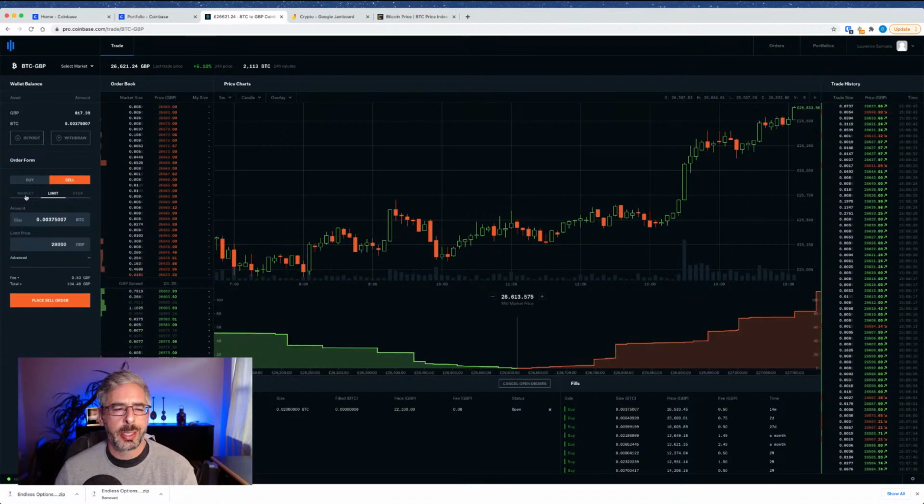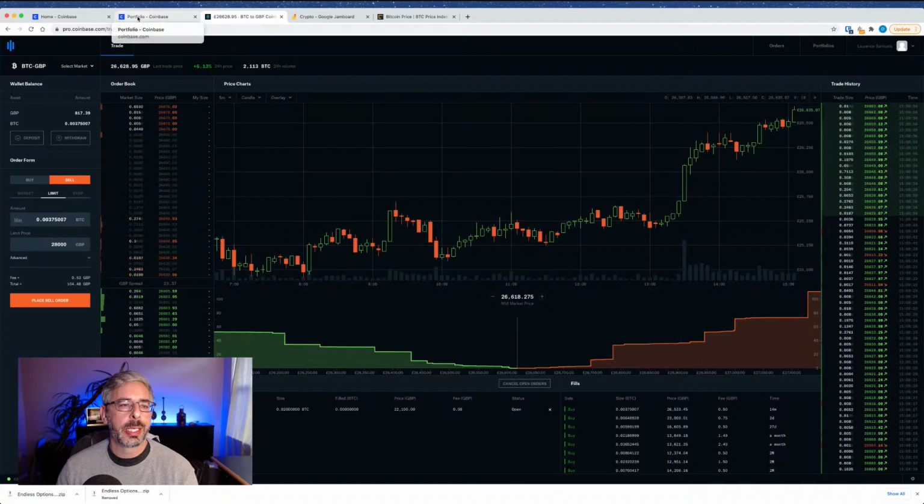Very simple. I tend to use the market because I'm not trading, and I haven't actually sold much, but if there is anything I need to sell, I'll just use a market order. Just sell it instantly. So that is absolutely it for how you use Coinbase and Coinbase Pro. I think I covered pretty much everything there.